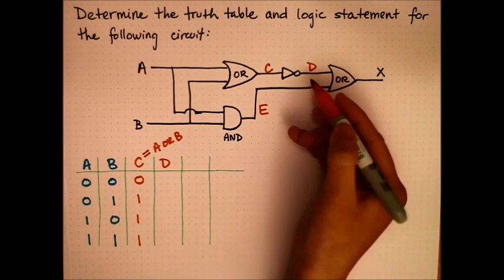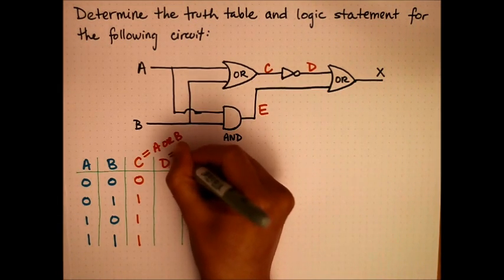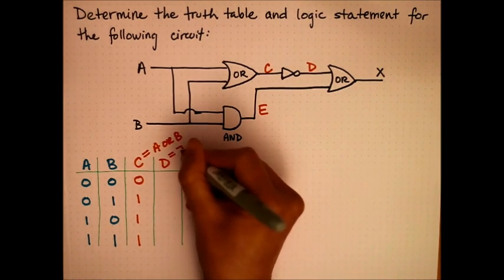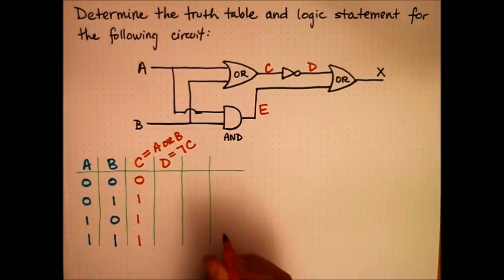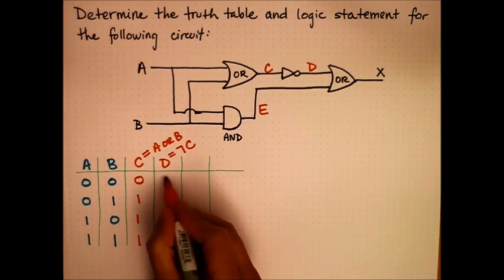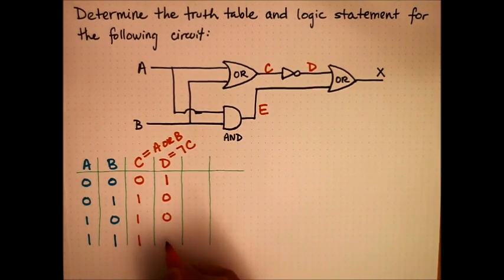D is just equal to NOT. This is the symbol for NOT. Is equal to NOT C. So that's just the inverse of this. So we have 1, 0, 0, 0.